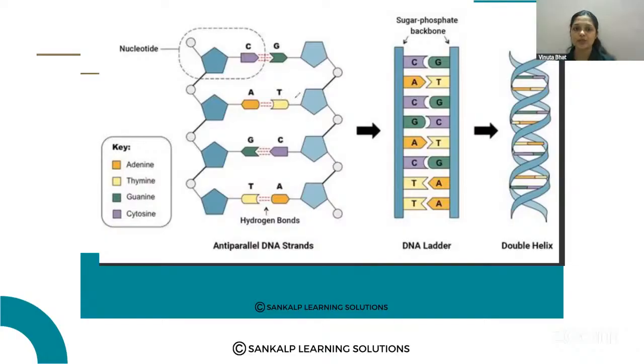Two strands of DNA are held together. So this is the phosphate group. Here this is the pentose sugar and this is the cytosine. Okay, this is the nitrogen base.